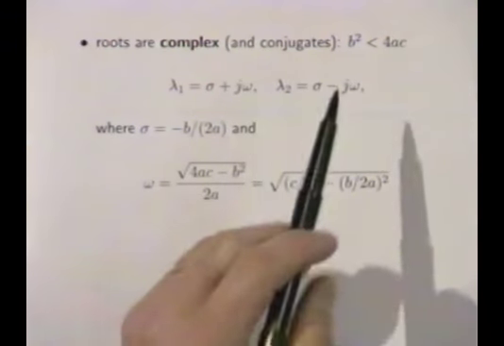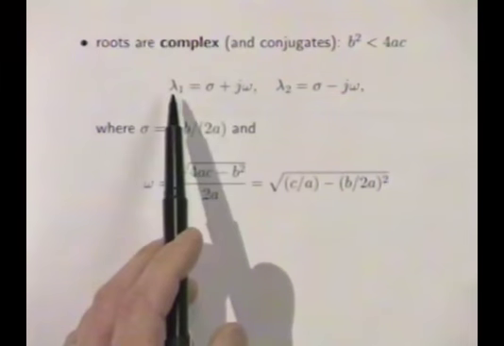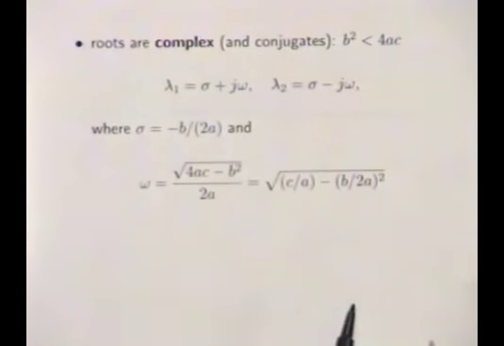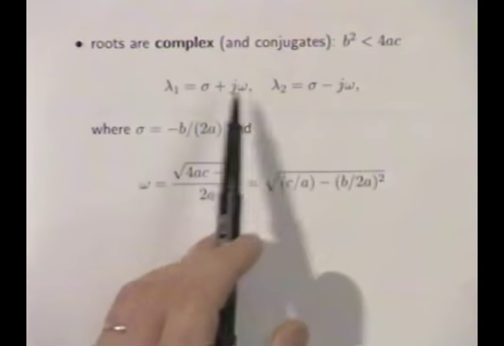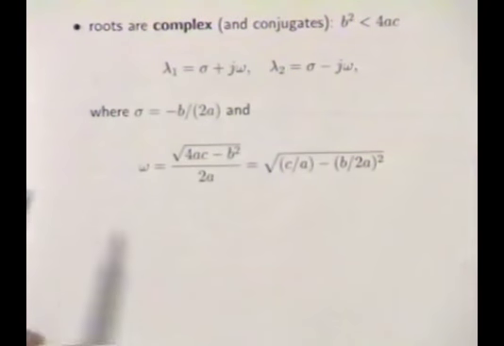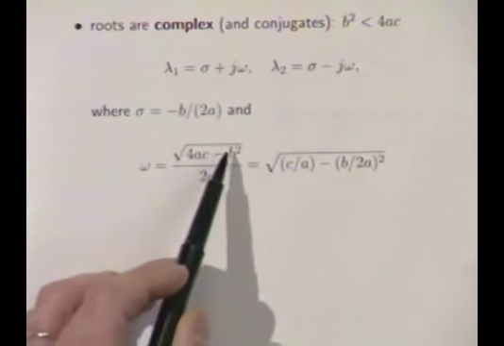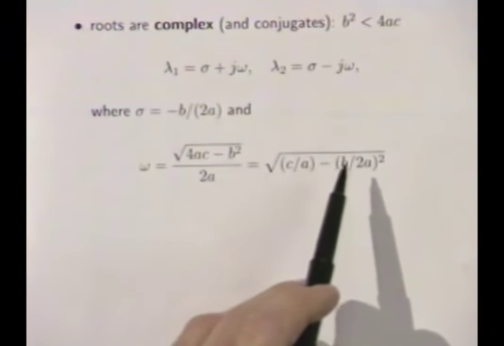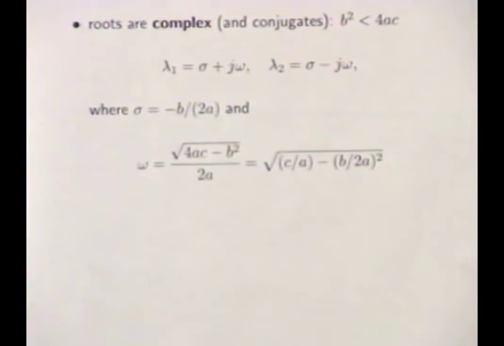And finally, option 3, the roots are complex. That's b squared less than 4ac, and this means lambda 1 is sigma plus j omega, lambda 2 is sigma minus j omega, and these are the traditional terms. So the sigma and omega are the real and imaginary parts of the roots of this characteristic polynomial, and there are many formulas. For example, sigma is minus b over 2a, and omega could be expressed as the square root of 4ac minus b squared over 2a, or the square root of c over a minus b over 2a squared, and all that. So there are lots and lots of ways to express these things. So these are the three cases.